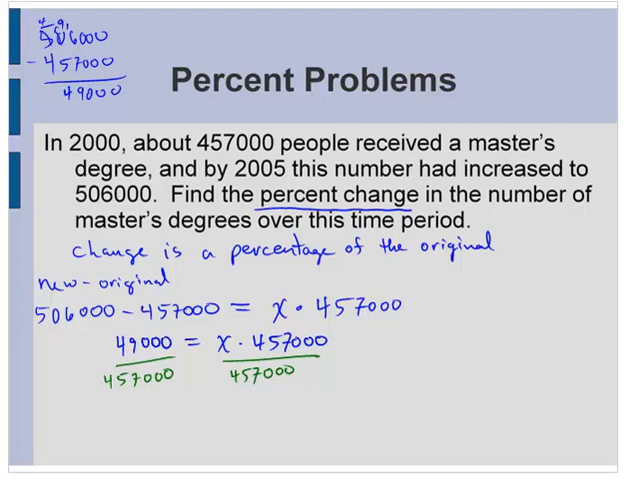Alright, so let's do that arithmetic. 457,000 into 49,000. Alright, and there's our decimal point. Bring in another 0. 457,000 won't divide into 49,000, but it'll go into 490,000 once. Multiplying back. The zeros all come down. 490 minus 457 would give us 33,000.